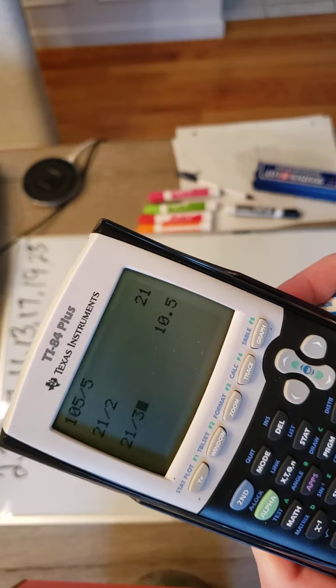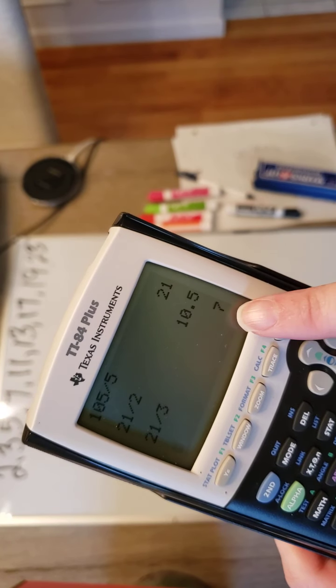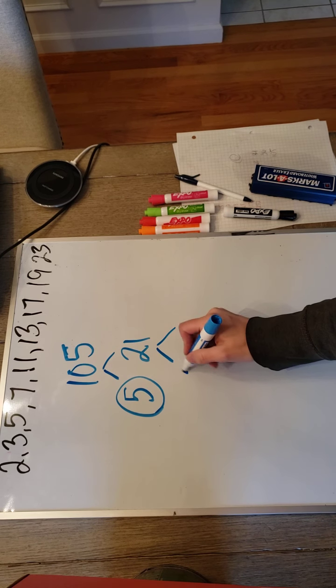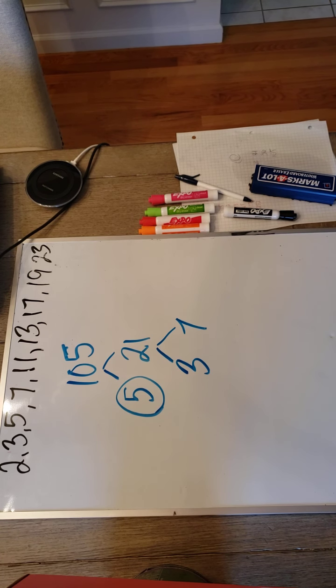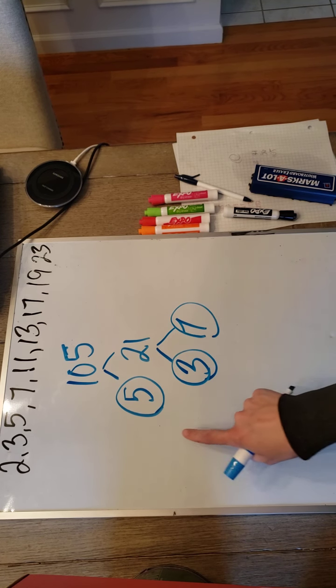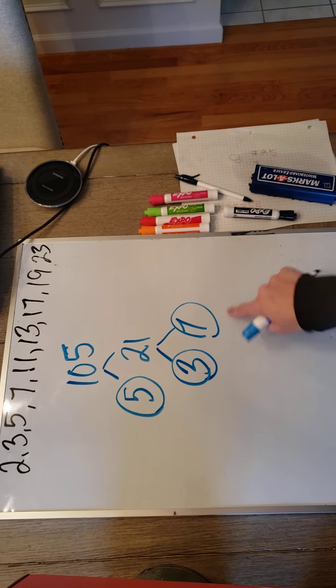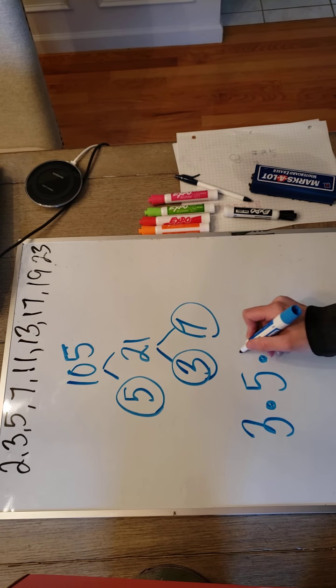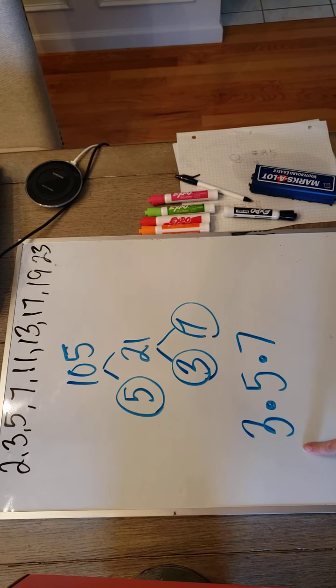Is 21 divisible by 3? Yes, it is. It's 7, so we know 3 times 7 is 21. Are 3 and 7 prime? Yes. If you notice, all my lower lines have circles, so I can now list it from least to greatest. Are there any repeats? Nope, so this is your final answer.